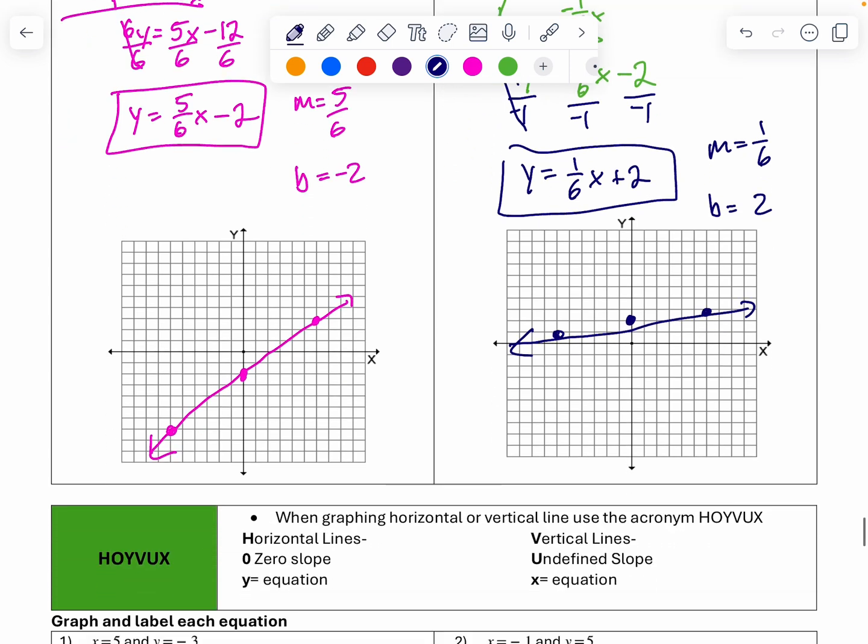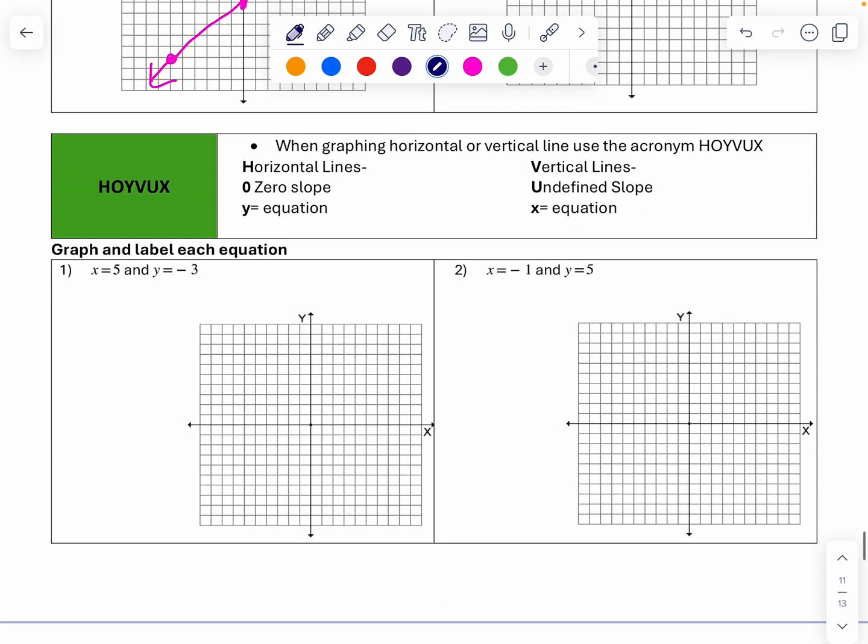All right, the last thing we're going to review are horizontal and vertical lines. So I don't tend to use this, but you may have seen a teacher in the past use Hooy-Vux. So we're working with horizontal and vertical lines. So horizontal is that Hooy. So horizontal lines have 0 slope and it's a y equals equation. So if you have like y equals 2 or y equals -5, so it's y equals a number and there's no x, that's when it's going to be horizontal and have a slope of 0.